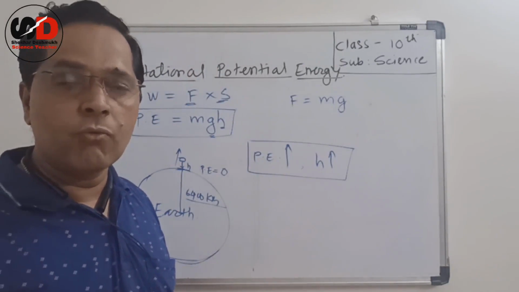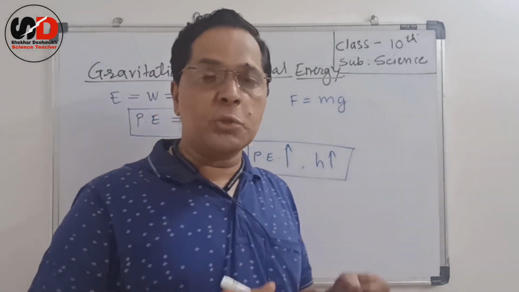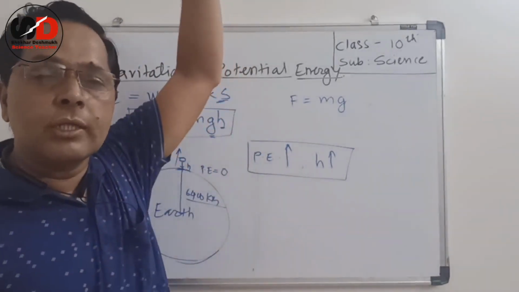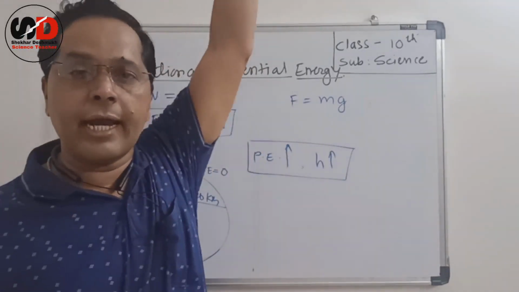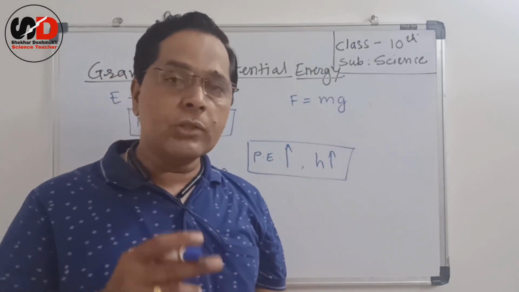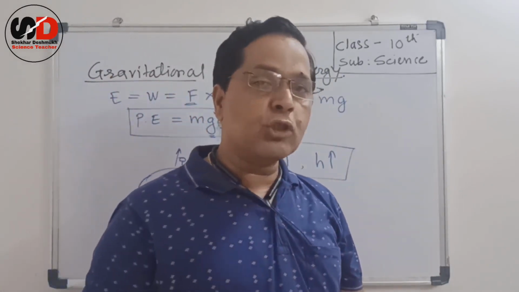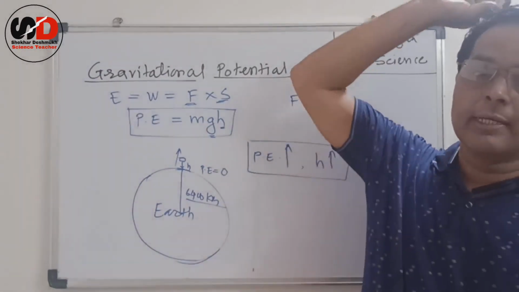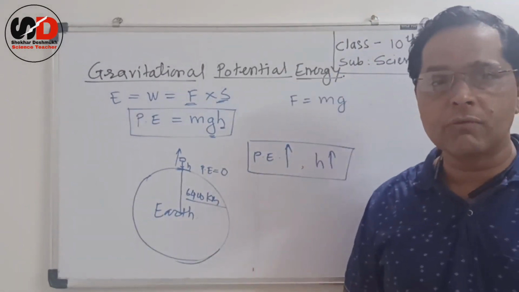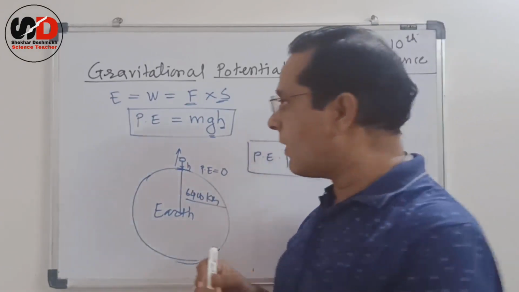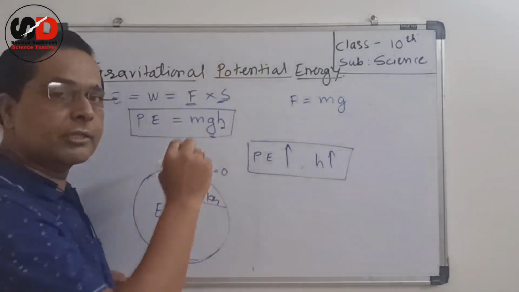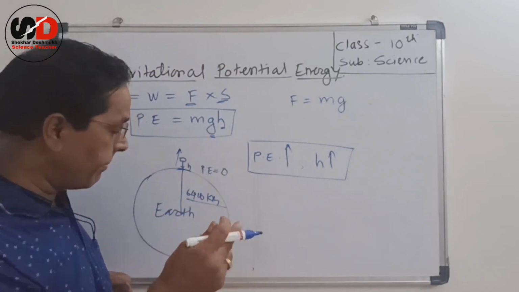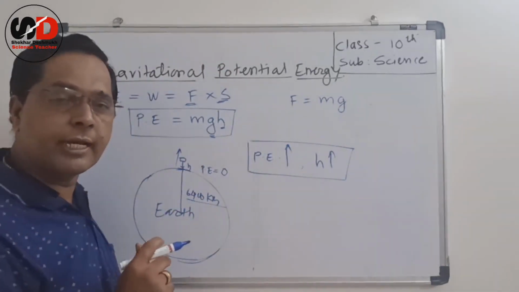Why am I saying that for smaller heights only? Because as we go above the surface of Earth to larger heights, we have seen one example of, suppose, communicable satellites. They are at a distance of 35,700 kilometers from the surface of Earth. And 35,700 kilometers is a very large distance in comparison with 6,400 kilometers, that means the radius of Earth.